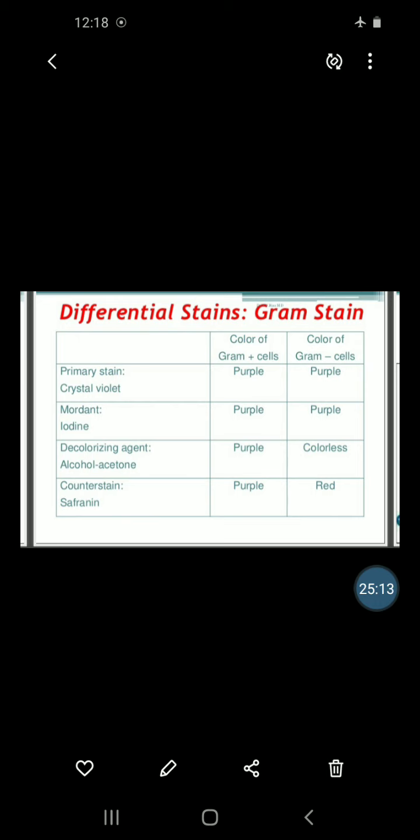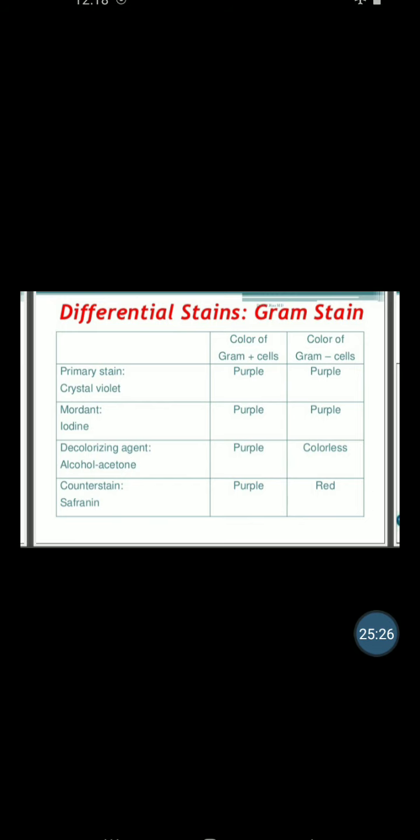First, crystal violet, that is the primary stain. The color of the Gram positive cell is purple, and the color of the Gram negative cell is purple. Then the mordant, that is iodine. The color of the Gram positive cell is purple, and the color of the Gram negative cell is also purple.